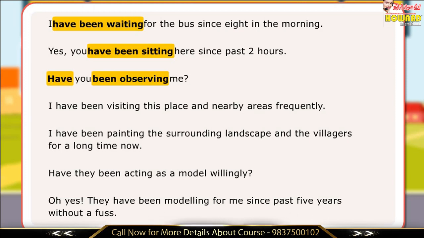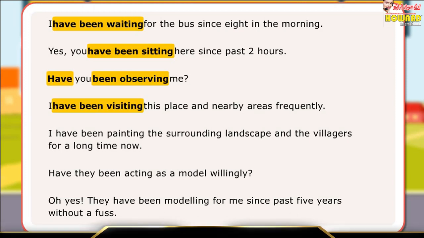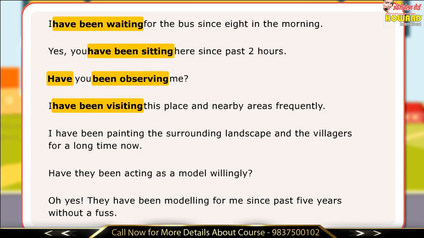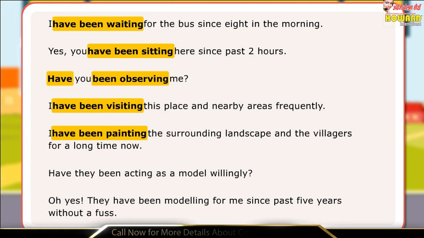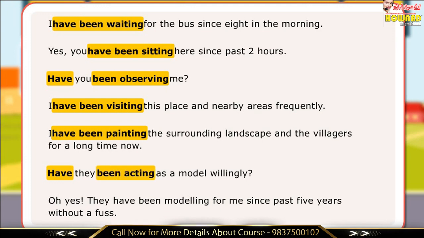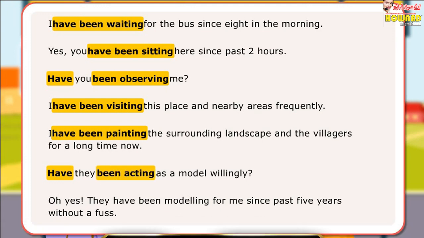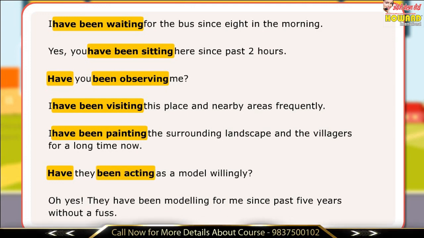Have you been observing me? I have been visiting this place and nearby areas frequently. I have been painting the surrounding landscape and the villagers for a long time now. Have they been acting as a model willingly? Oh yes, they have been modeling for me since past 5 years without a fuss.